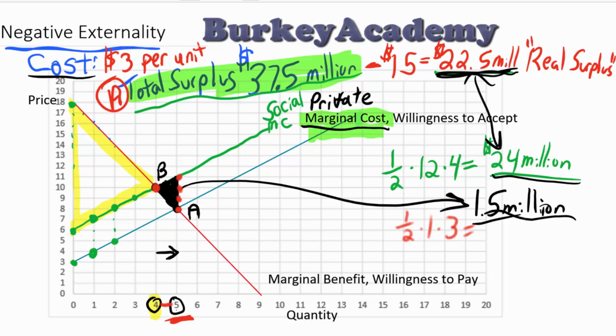To find what you should be doing, you can add the external cost into the marginal cost curve or the supply curve, find out what the optimal quantity should be here at B, and then see how much total surplus you're really getting, and then you can calculate this deadweight loss from overproduction.